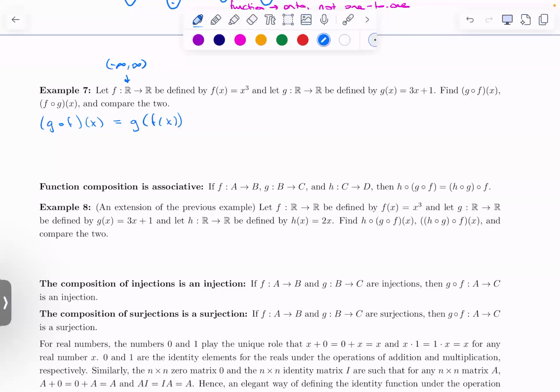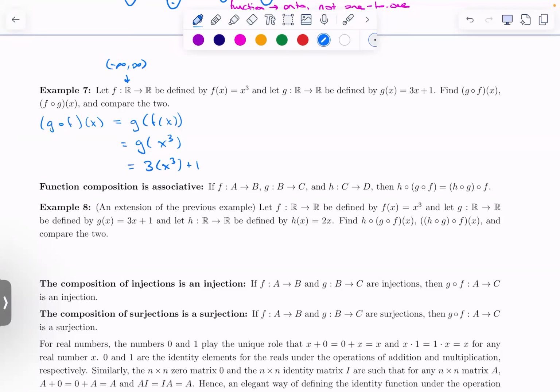G of f of x. The first thing I want to do is figure out the output of f of x. The output of f of x is x to the 3. So I have g still on the outside, but I want to evaluate g at x to the 3. Wherever I see an x in g, I'm going to input x to the power of 3. So this looks like 3 times x to the power of 3 plus 1. And that's g of f of x.